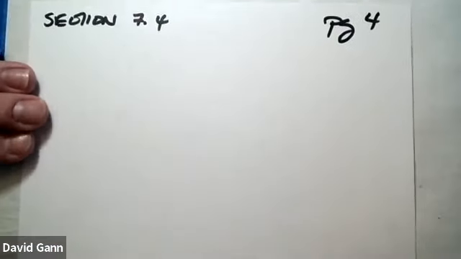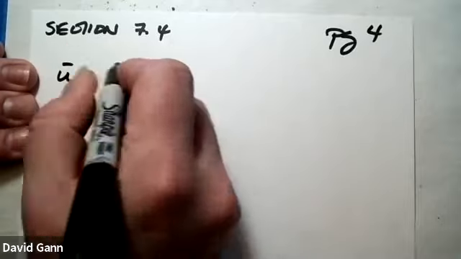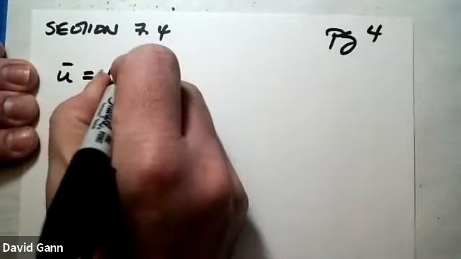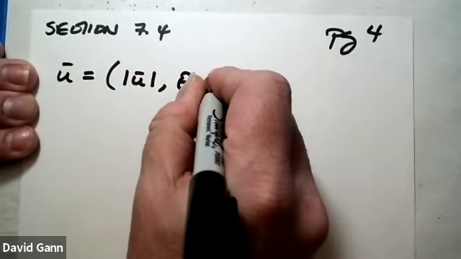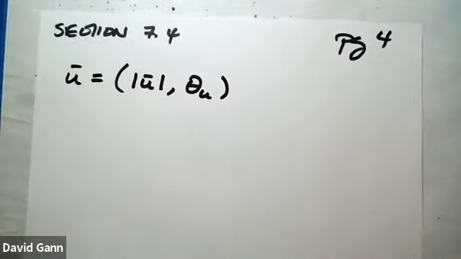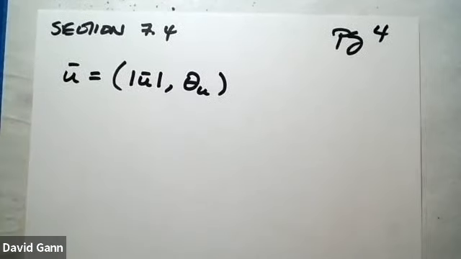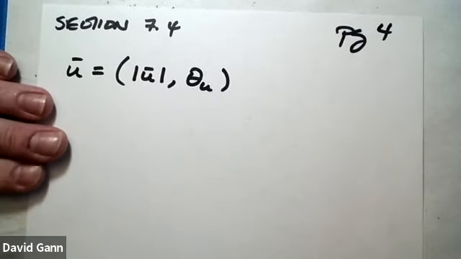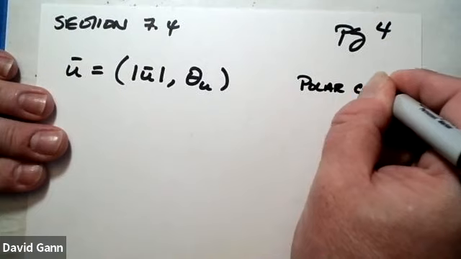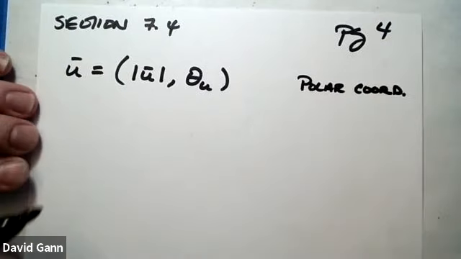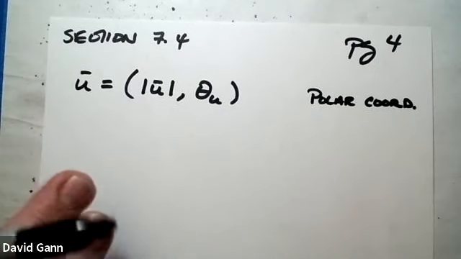We have the magnitude direction representation. So u equal to, and I'm going to use parentheses, magnitude of u, comma, theta sub u. Now this is a two-dimensional vector, so this theta is understood. Right? This would be in what we would call a polar coordinate system. Magnitude and direction.